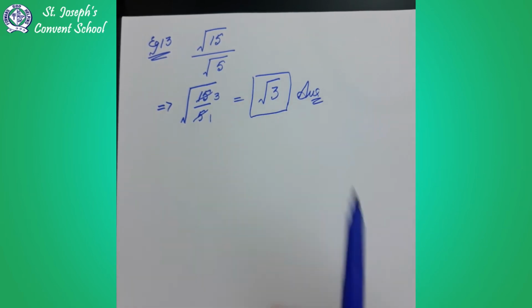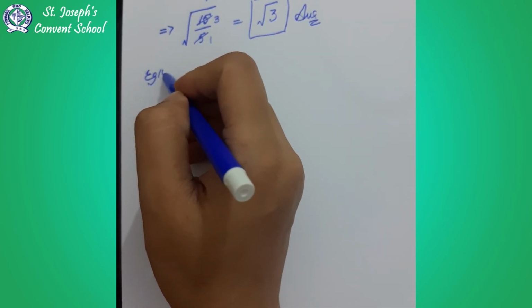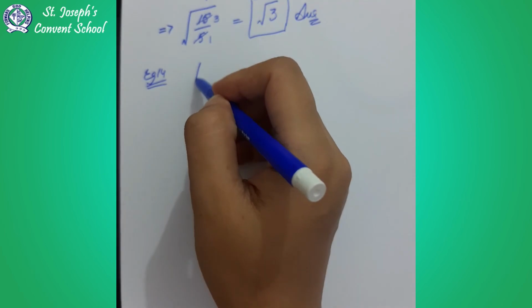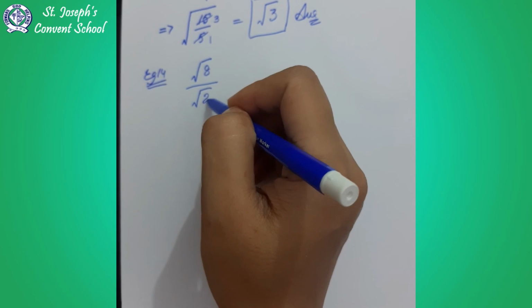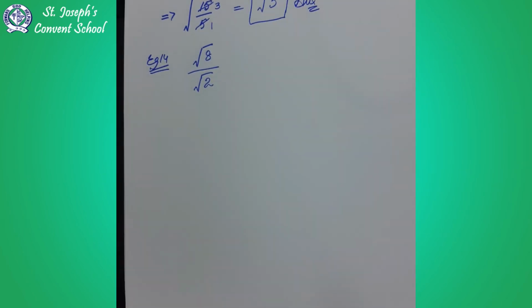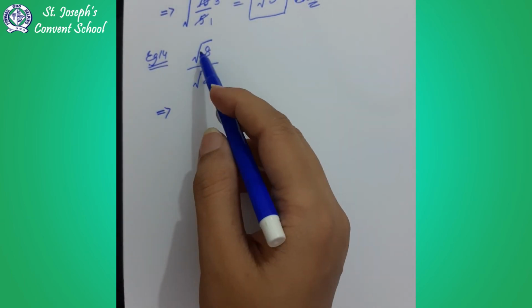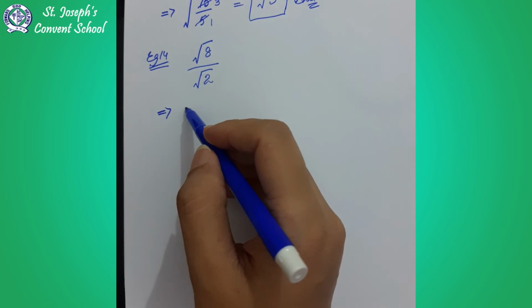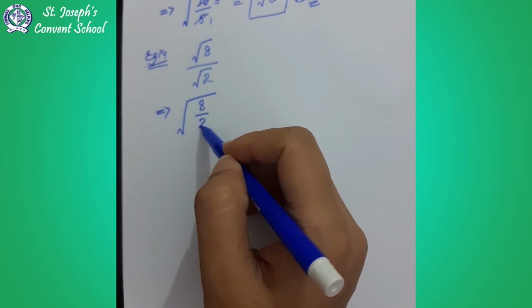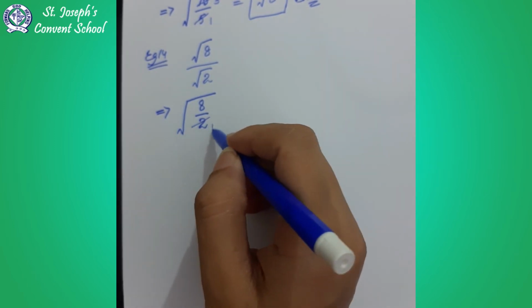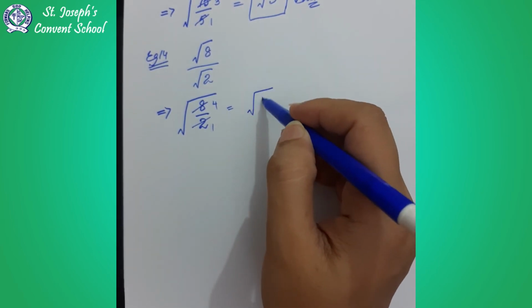Okay, one more example of the same type. Now under root 8 upon under root 2. Both are in the root sign, so we will write them in one root. If both numerator and denominator are in the root sign, we write them in one under root, so this will become 8 upon 2. Simplified, 2 ones are 2, 2 fours are 8, so it equals under root 4.